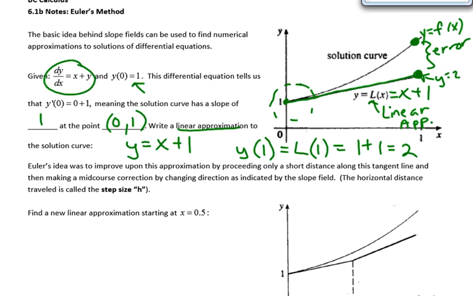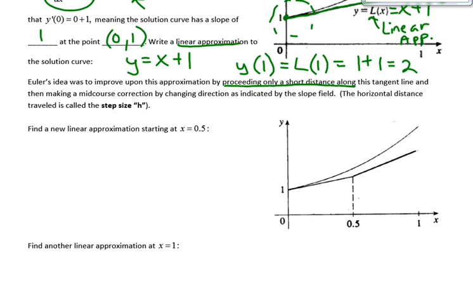Okay, so what Euler did is he said he could improve upon this approximation by proceeding only a short distance along this tangent line and then changing direction. So if you look at the second example, we have what I'll call L1. We'll call this L1 right here. So this line is the same line as our L in the first example. We'll call that the first linear approximation.